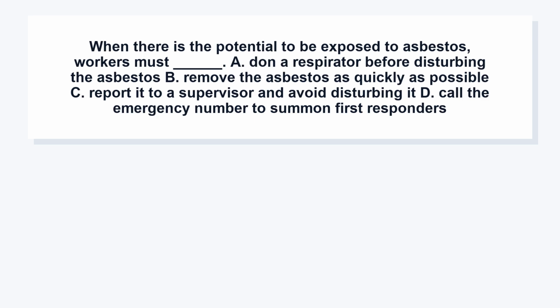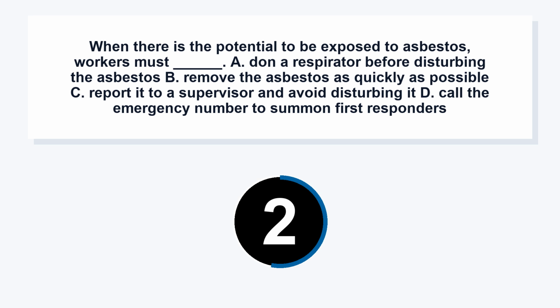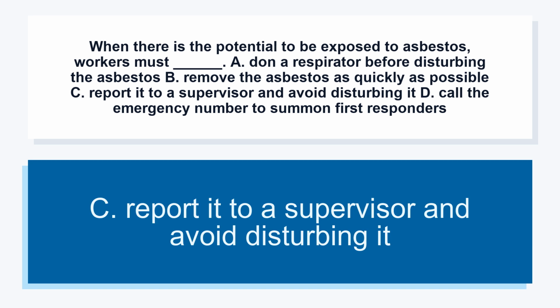When there is the potential to be exposed to asbestos, workers must: A. Don a respirator before disturbing the asbestos. B. Remove the asbestos as quickly as possible. C. Report it to a supervisor and avoid disturbing it. D. Call the emergency number to summon first responders. C. Report it to a supervisor and avoid disturbing it.